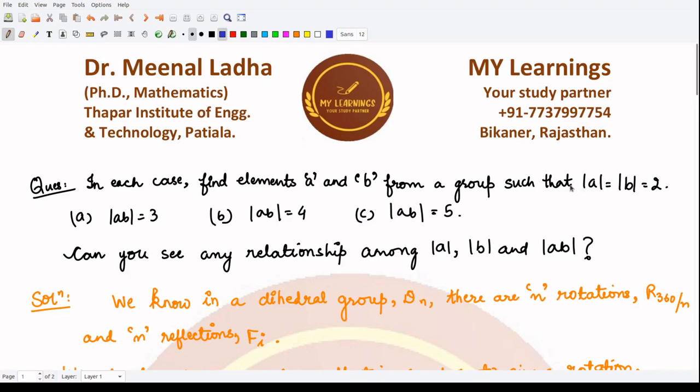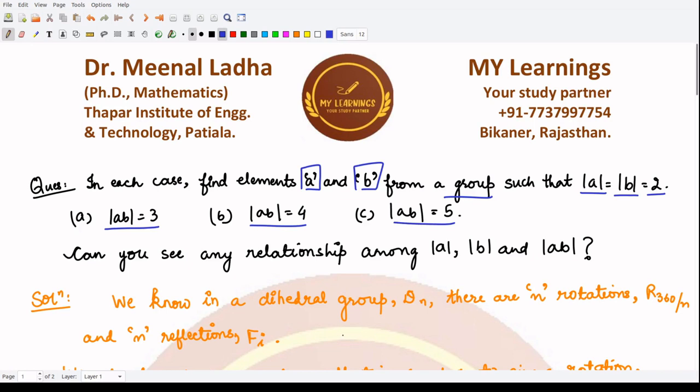In this video we'll be solving this question, which states that we have to find the elements A and B from some group which is not known to us. We have to find an appropriate group such that the order of A is equal to the order of B and it is equal to 2. Moreover, the order of AB should be 3 in the first case, 4 in the second case, and 5 in the third case. So let's start with this question here.